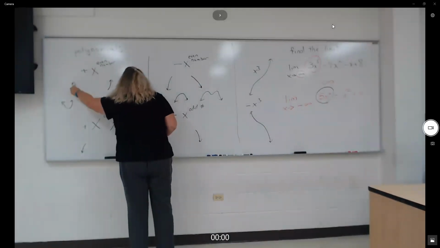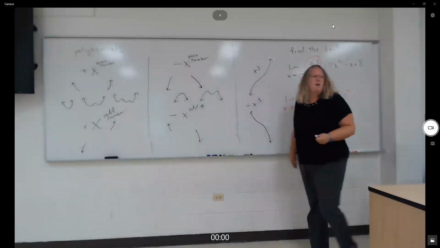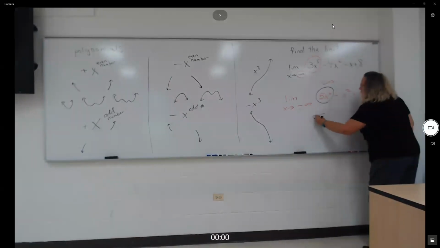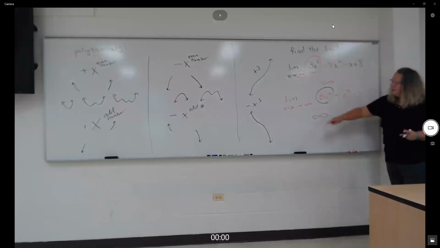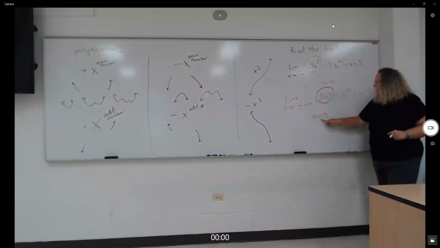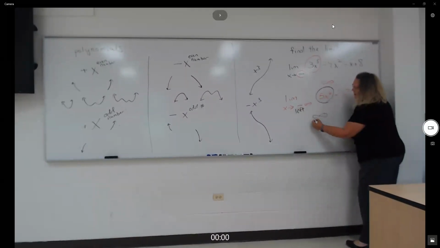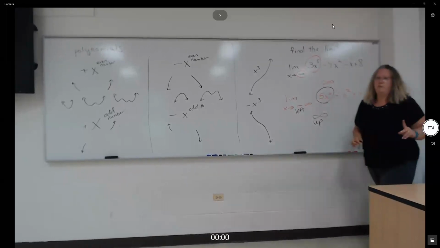Do I want the left or do I want the right? I actually can't go wrong, right? But technically I want the left, okay? And it is going up to positive infinity. So this says I want the left, and because it's going up, this is left, this is up. That makes sense?